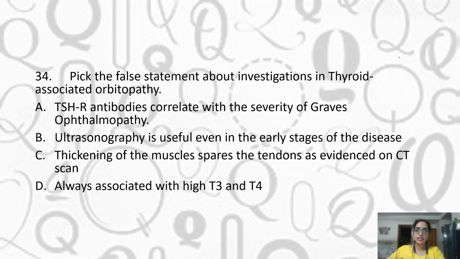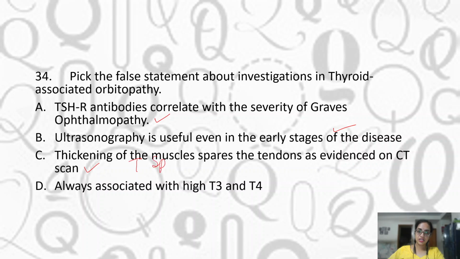So pick the false statement about investigation in thyroid associated orbitopathy. TSH receptor antibodies correlate with the severity of Graves' ophthalmopathy. This is a true statement because the grade of ophthalmopathy depends on the number of circulating antibodies. Ultrasonography is useful even in the early stages of the disease. It can pick up the bulky muscles, so it is a helpful test. Thickening of muscle spares the tendons as evidenced on CT scan. Yes. So thyroid spares the tendons.